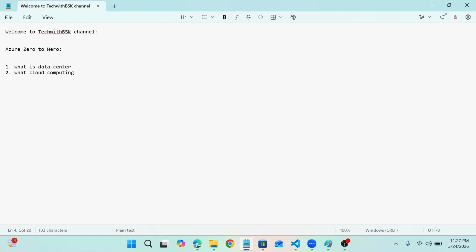So today I'm going to start the Azure Zero to Hero series. Before going to Azure, let's discuss the on-prem data center and on-prem physical servers, and how we managed them before cloud, so that you can understand exactly what the difference is between a normal data center and a cloud data center.